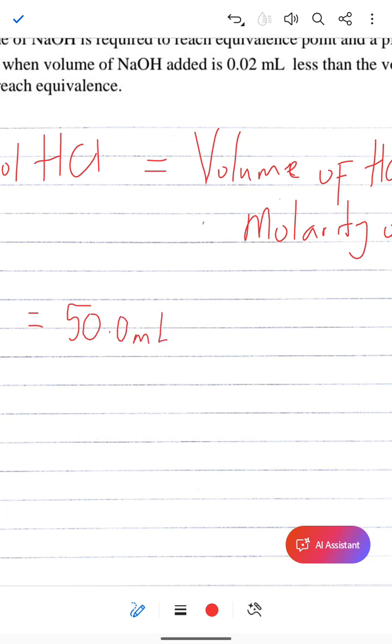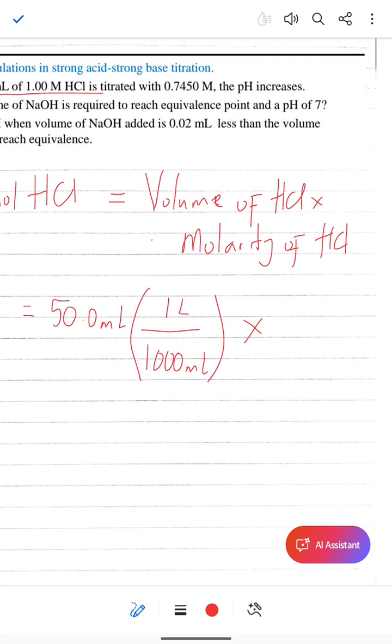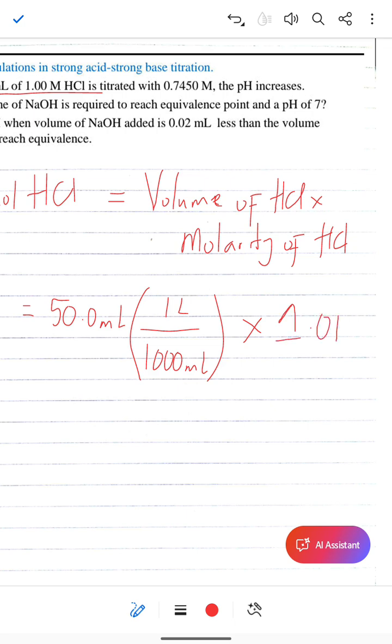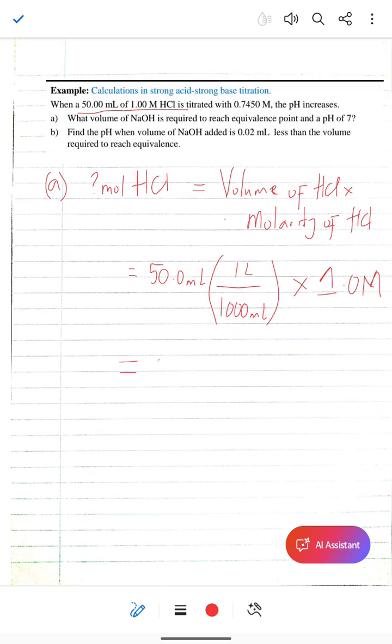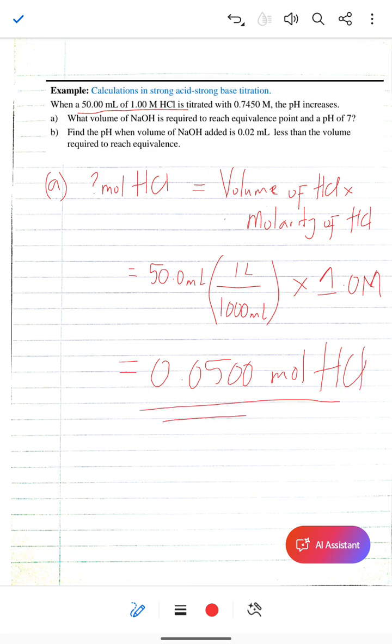The volume of HCl we're given is simply 50.0 milliliters, and we need to convert this to liters. So we multiply by 1 liter over 1000 ml, so that ml cancels ml, and you're given the molarity from the question, it's 1.0. This will give me 0.0500 mole of HCl. So if I have the moles of HCl, I can go ahead and calculate the volume of sodium hydroxide. Now, how do I do that?